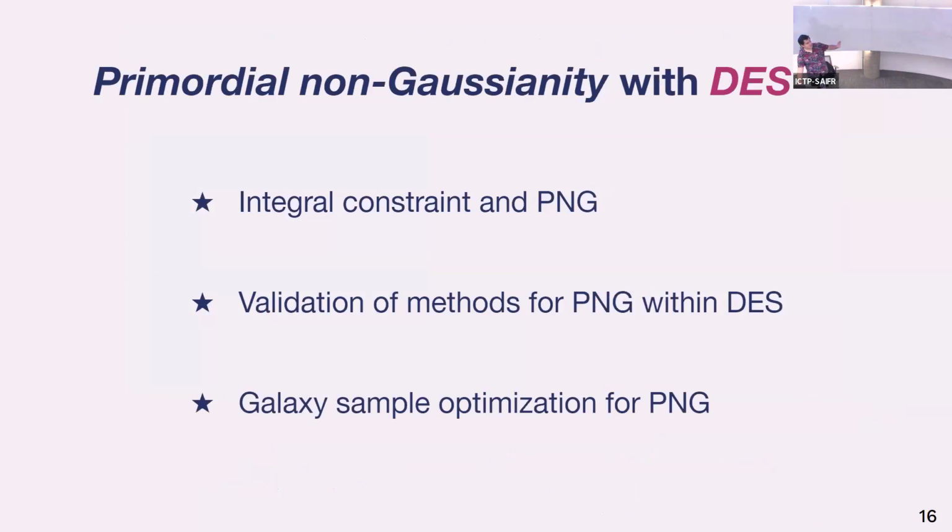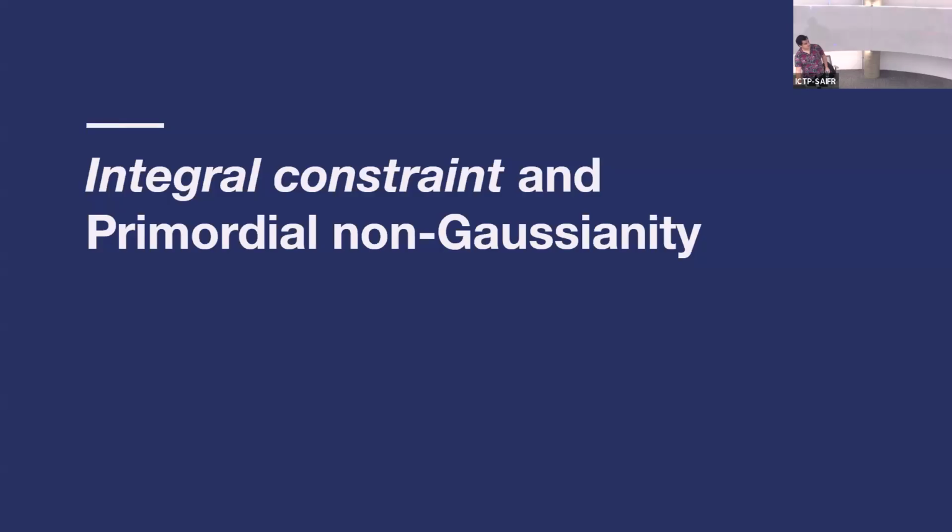So the main idea to measure primordial non-Gaussianity within the DES has basically three parts that I'm going to summarize in the last 10 minutes I have. The first part will be about the integral constraint. The second part will be some validation using these simulations. And then I will finish with the galaxy sample optimization.